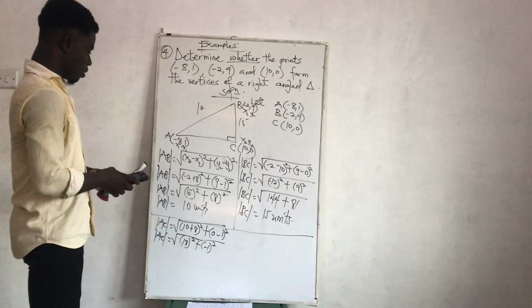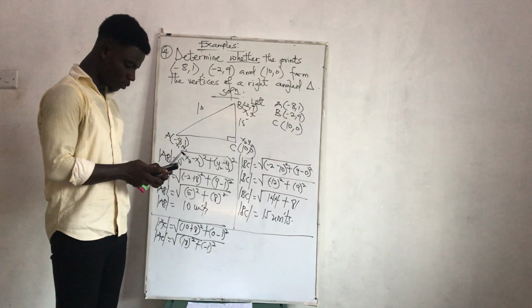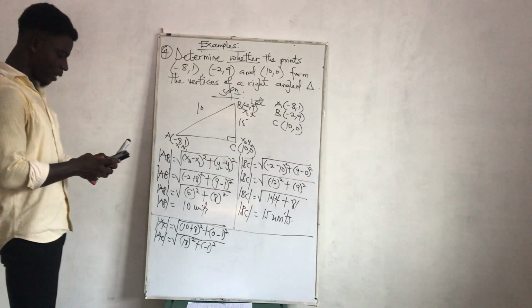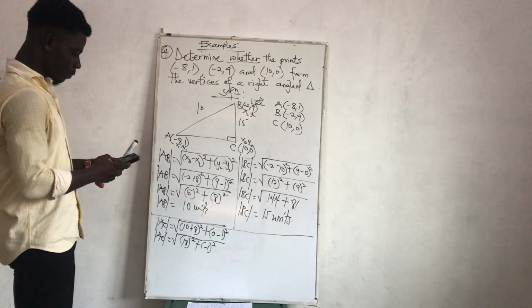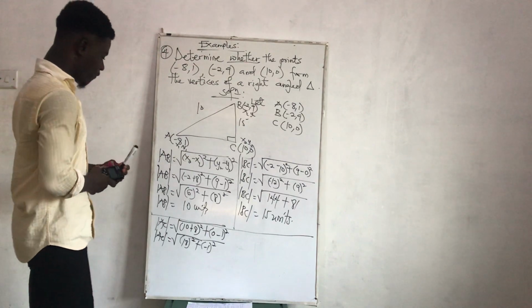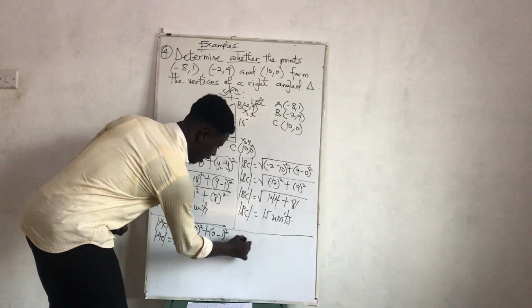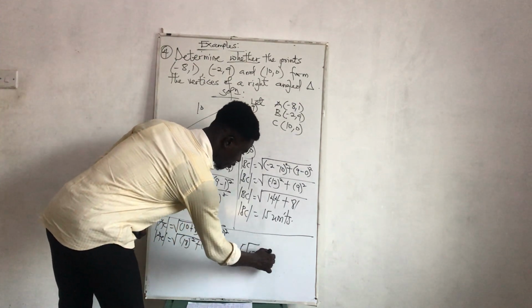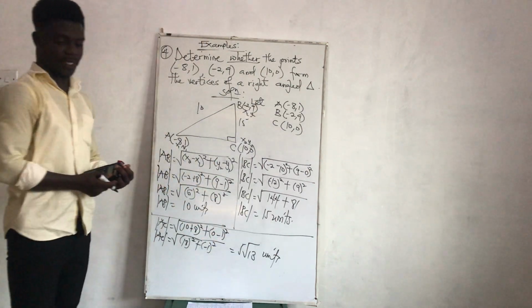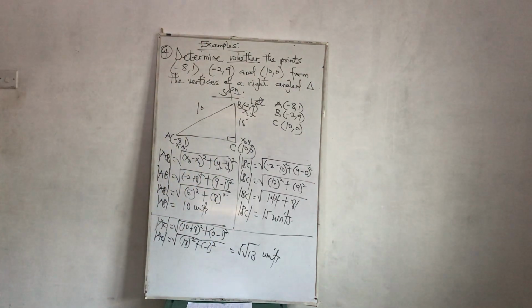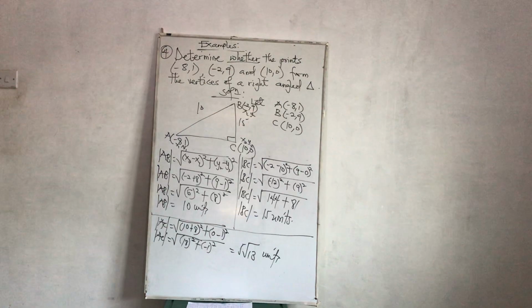So 18 all squared plus 1, we have 5 root 13 units. 5 root 13 units. Check that very well.